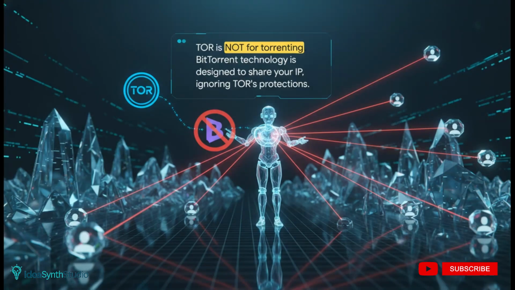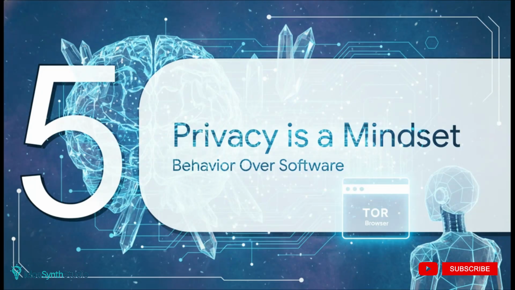Let's be crystal clear on this one. Tor is not for torrenting. The technology that makes torrenting work is literally designed to share your IP address with a whole bunch of other people. It will completely ignore Tor's settings and just broadcast your real location to everyone. It's one of the fastest ways to get de-anonymized. Just don't do it.